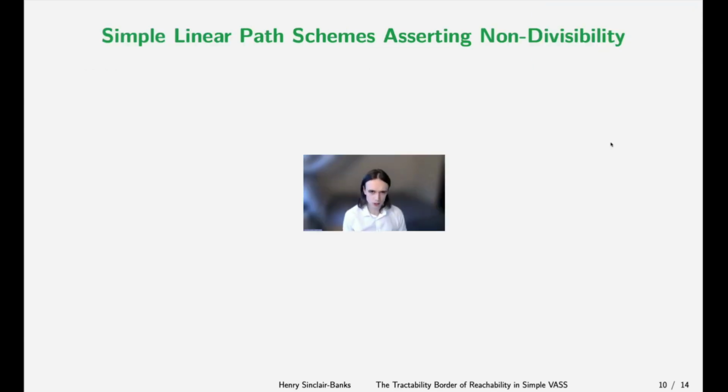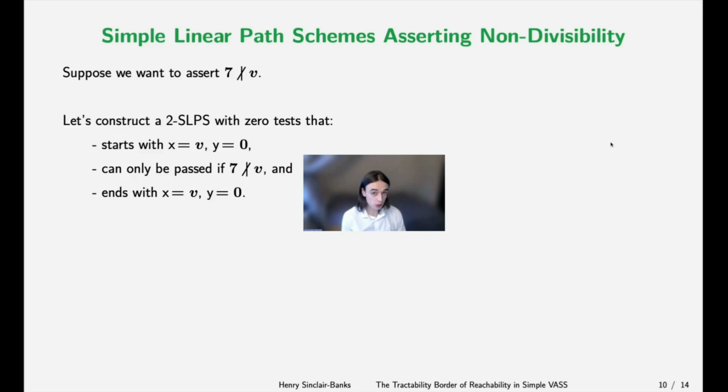Okay, so let's suppose, for example, that we want to assert that 7 does not divide the value v. We're going to construct a two-dimensional simple linear path scheme with 0 tests that starts with this value v on the first counter, say. We'll call that counter x, and we'll call the second counter y. And let's suppose the second counter y starts with value 0.